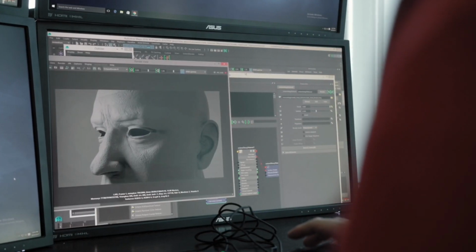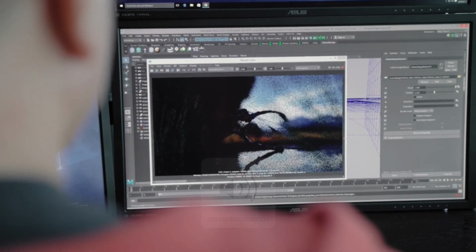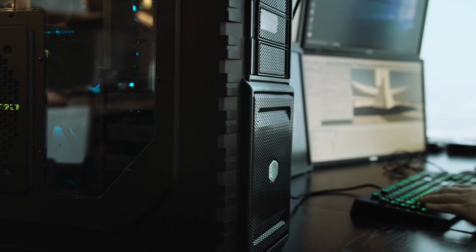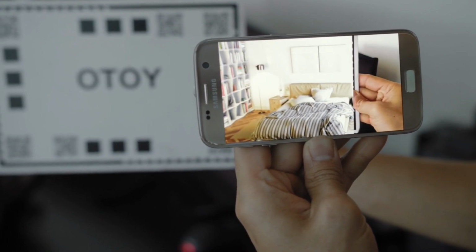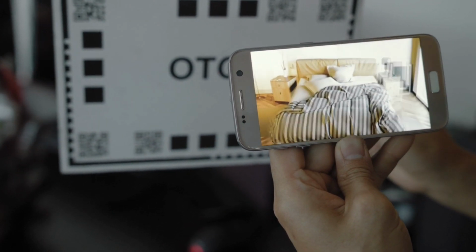OTOY's been at the forefront of GPU rendering for almost a decade now. Our product OctaneRender was one of the first GPU renderers to provide cinematic realism to film jobs and television. Today it's used in productions like the opening of Westworld, and it's also now a big part of video game development, especially for AR and VR.